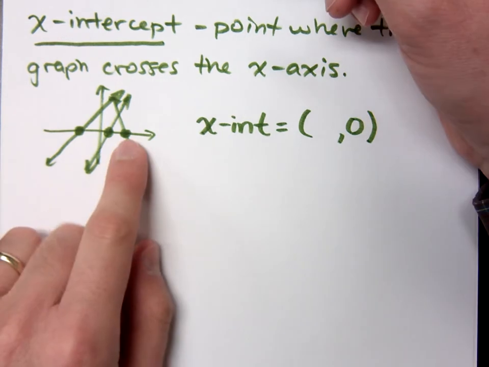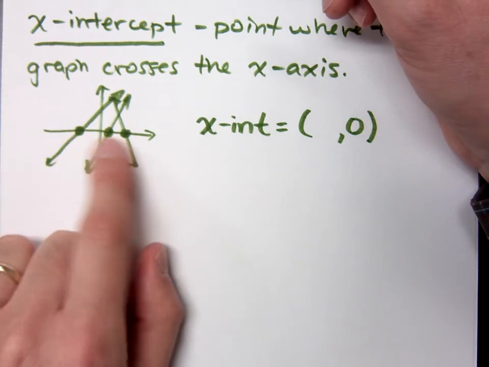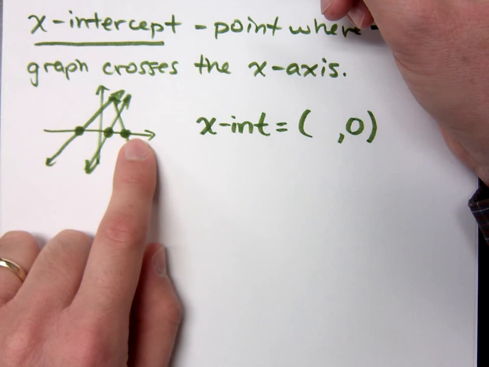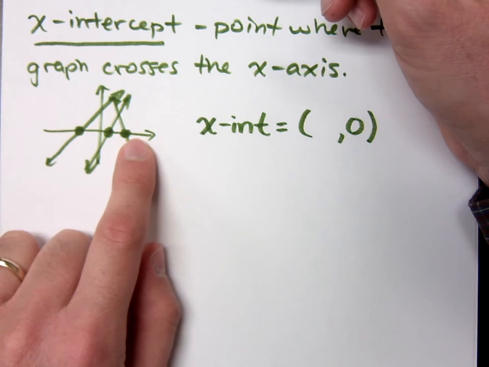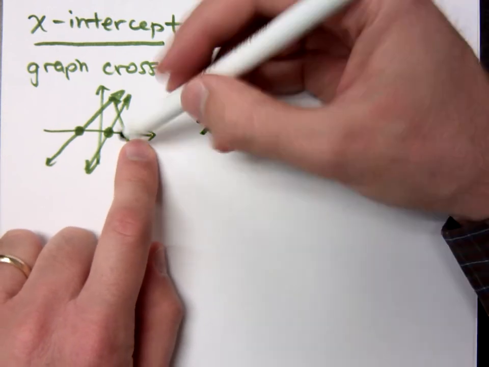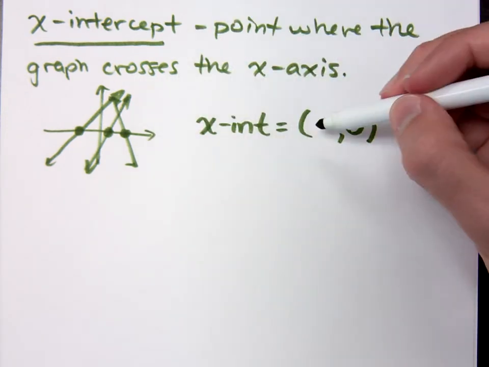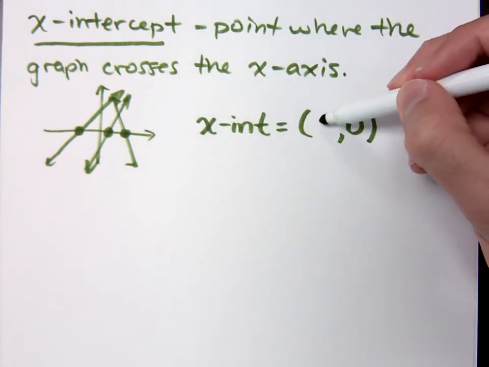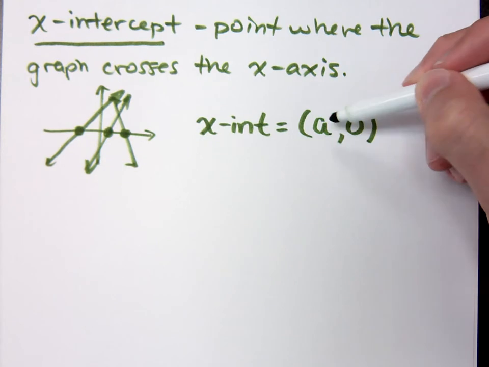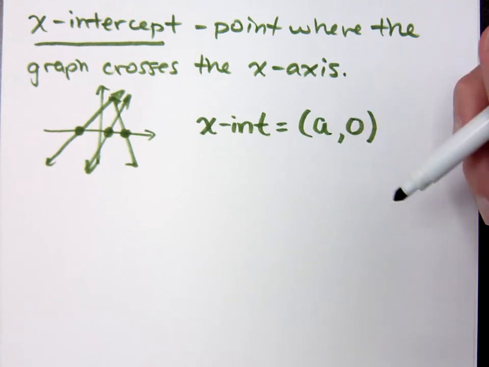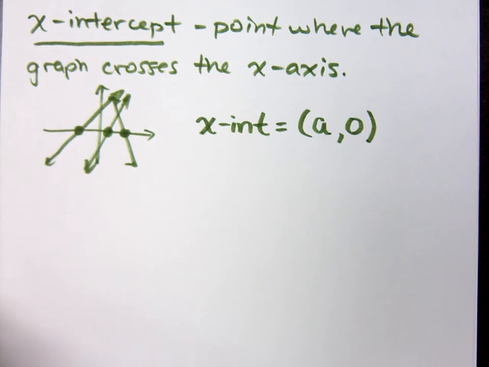Because all these guys are on the x-axis. And to be on the x-axis, your y value has to be 0 because you're not above it and you're not below it, right? So it's all a matter of finding out what that x value is. So we're just going to leave this as an a, something we're going to end up finding out later on as we move through these problems.